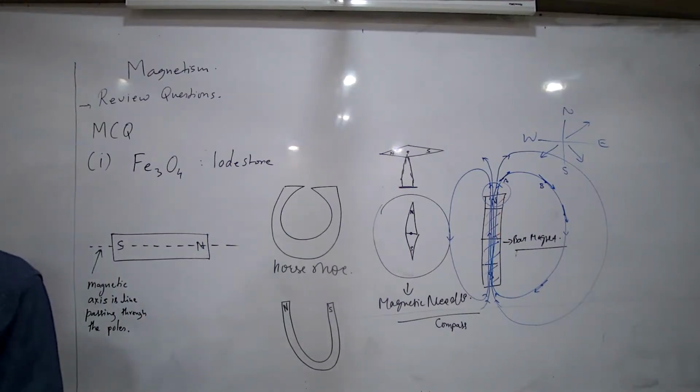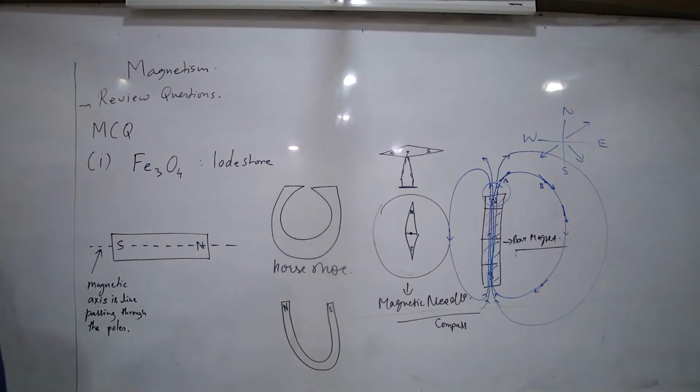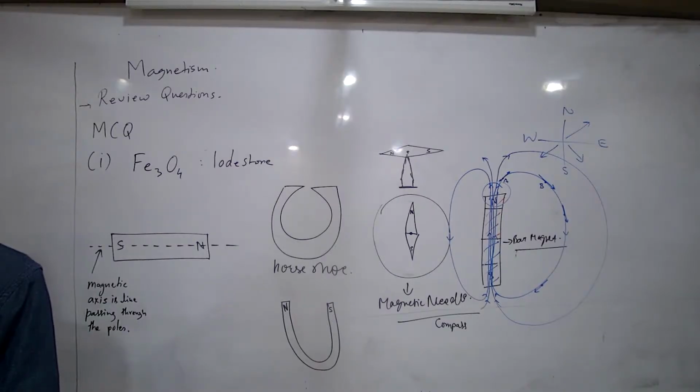Read question 20. This is an experimental question. What happens in question 20? Because of the magnetic field, yes. So what is happening to the iron powder? They arrange themselves along the lines of the magnetic field, because the magnetic field lines have the maximum strength.